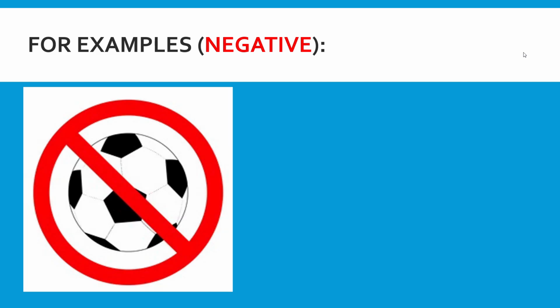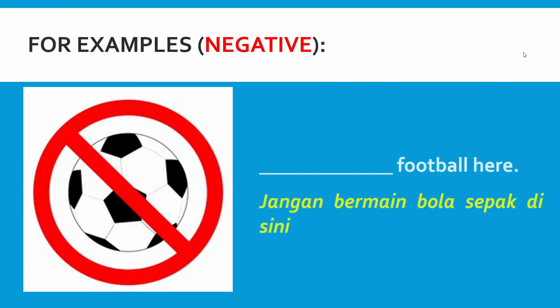Next, you see there's a football and there's a no sign there. So obviously it means no football. In order to write it in the imperative form, it becomes, what's the answer? Football here. Jangan bermain bola sepak di sini. So jangan bermain, when we translate into English, it becomes don't play football here.